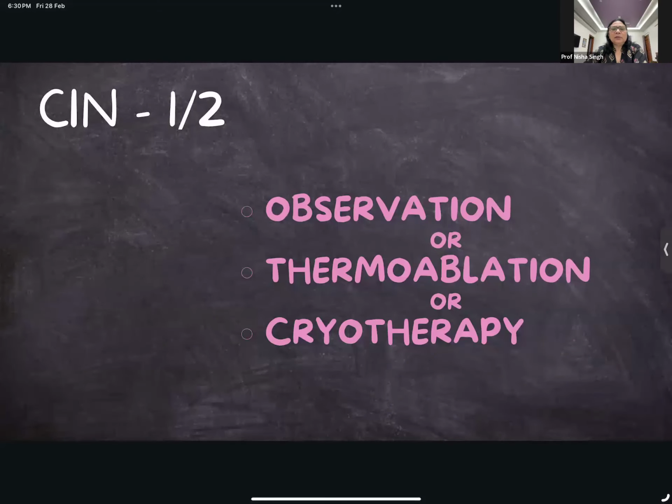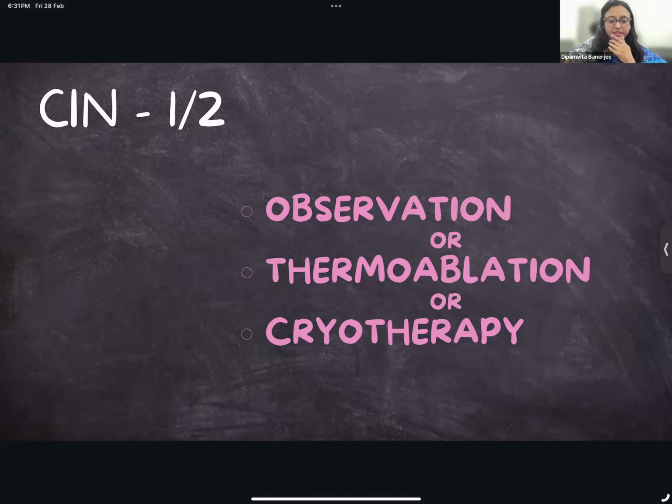How will you manage? Still we can go for observation, or we should do thermo and cryo. I think it will depend on the colposcopy finding of a low-grade lesion along with this biopsy report, so I would like to go for observation for her. Okay, Dr. Pratibha, same now for you? Same here, yeah, because if we look at all the clinical parameters till now.